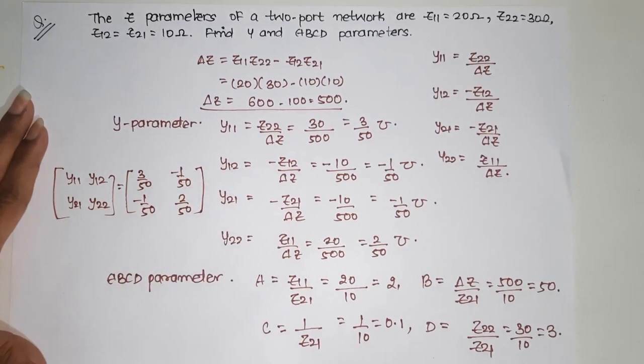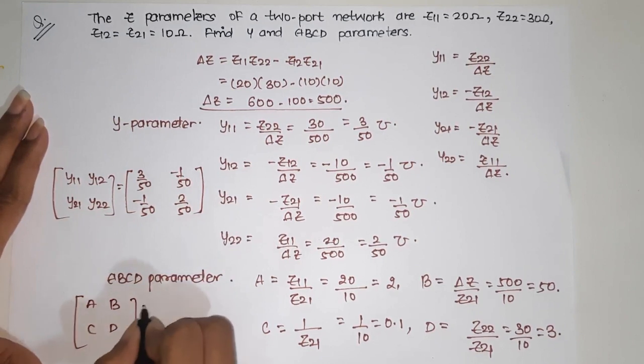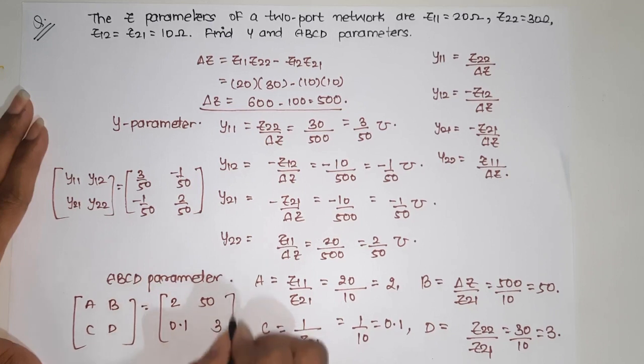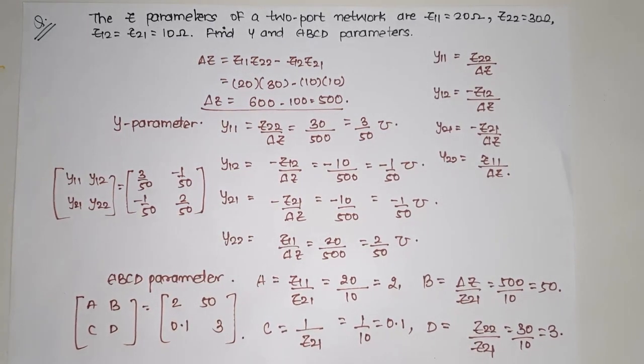So this is your Y matrix. Similarly for A, B, C and D you can write this as 2, 50, 0.1 and 3. So I hope you have understood this question. So let us solve one more question.